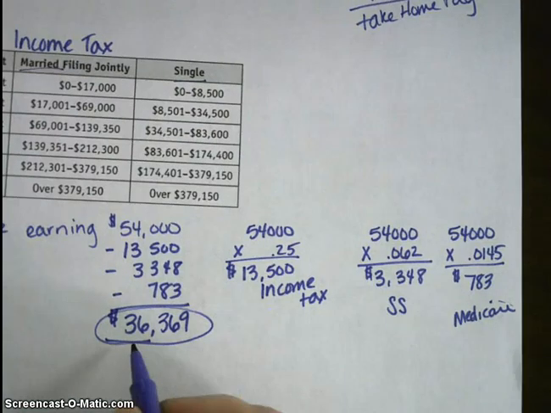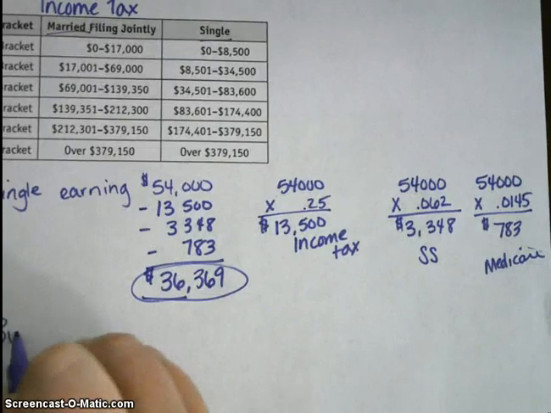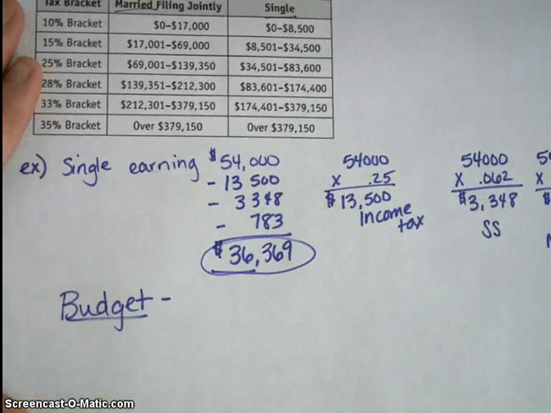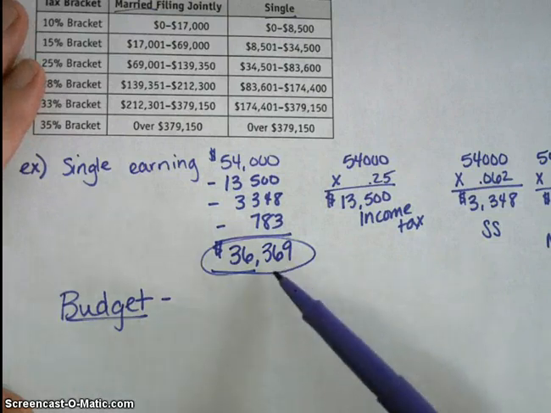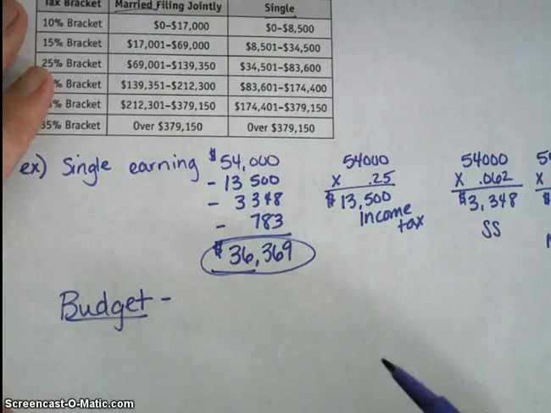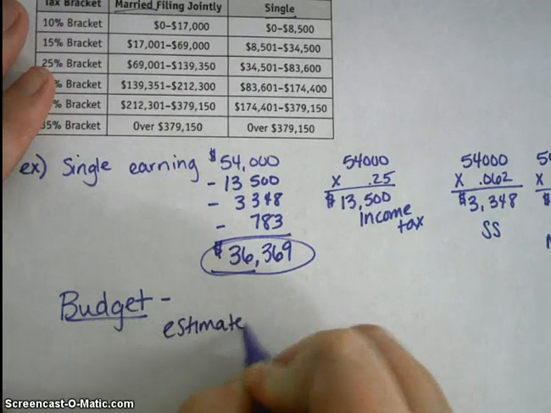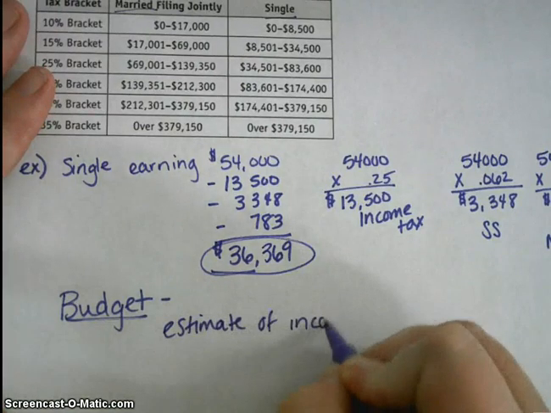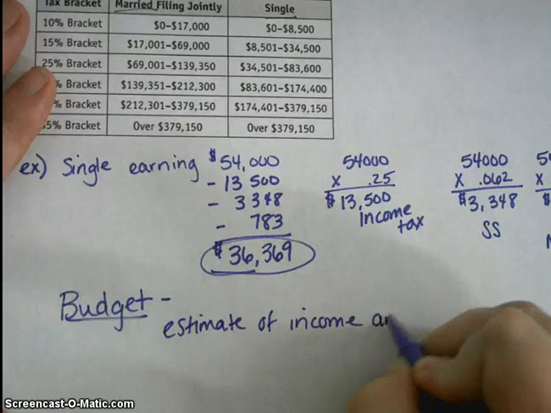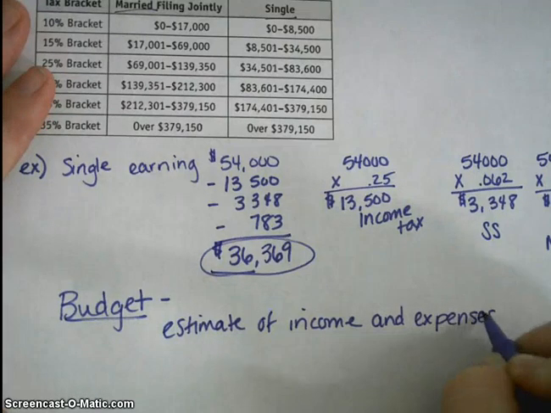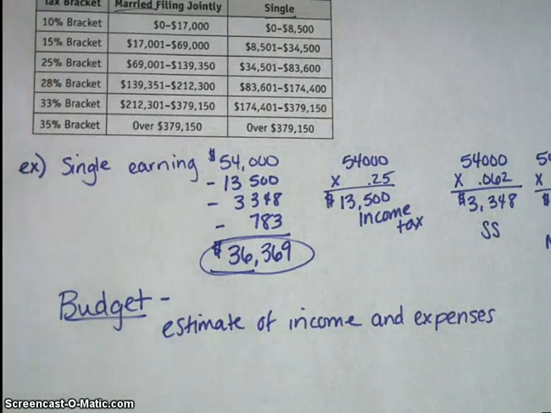So since we have this problem, we actually have to produce what's called a budget, or most people produce what's called a budget. And this budget allows me to make sure that my expenses, what I'm going to pay for, do not exceed what I'm bringing home. So a budget is an estimate of my income, which is money coming in, and my expenses, which are money going out for my necessities and my others.